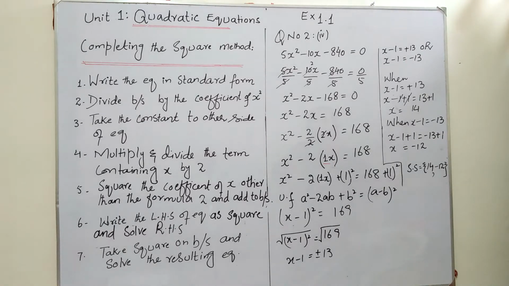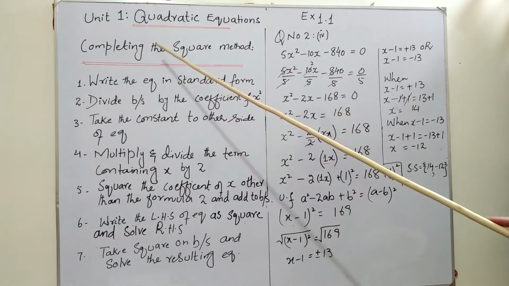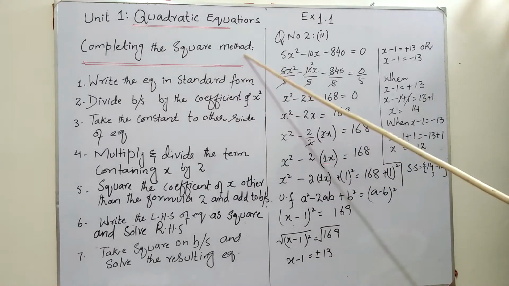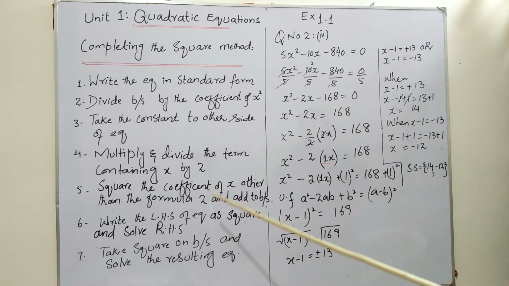Bismillahirrahmanirrahim. Today we are going to start question number 2 of exercise 1.1, and we will solve these questions by the second method of finding the solutions of the quadratic equation. The method we are going to use is the completing square method. The various steps of the completing square method are written over here.